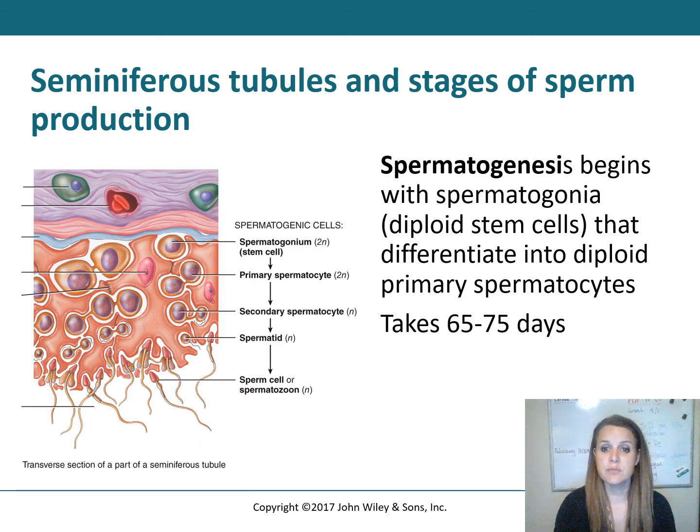So the process of making sperm is called spermatogenesis, and this actually begins with a cell type called spermatogonia. And these are diploid stem cells. They differentiate into new diploid cells called spermatocytes, and this process in humans takes about 65 to 75 days.